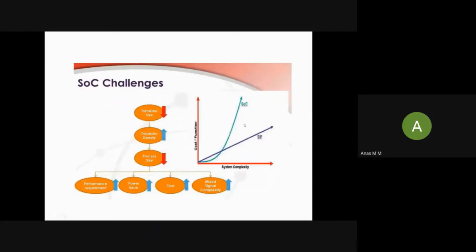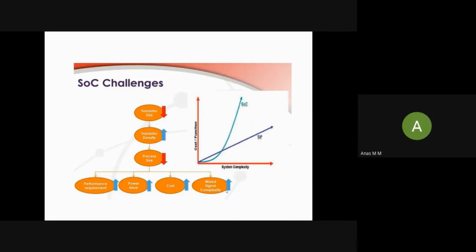When we design and implement a SoC, we have different challenges. We need to reduce the transistor size to increase the transistor density. Then we need to reduce the process size, increase the performance, and improve the power optimization to reduce power issues. Then we need to reduce the cost and reduce the signal complexity.